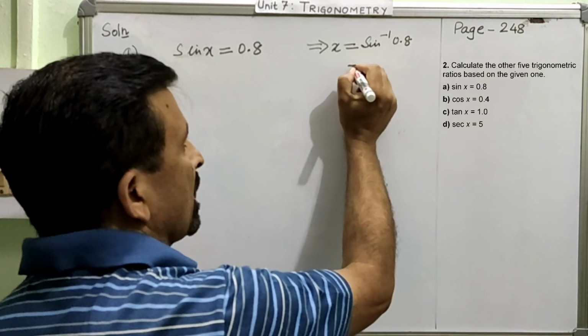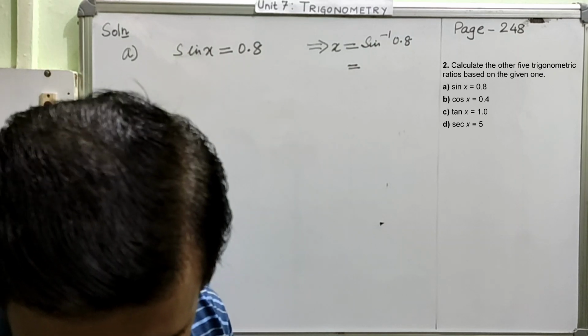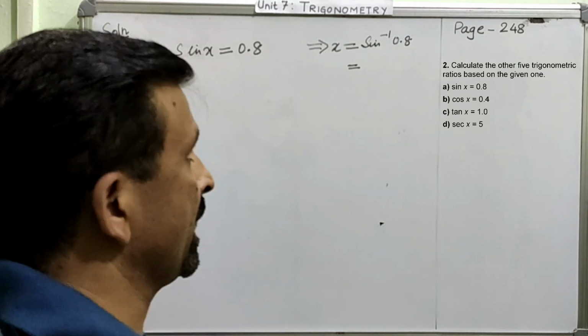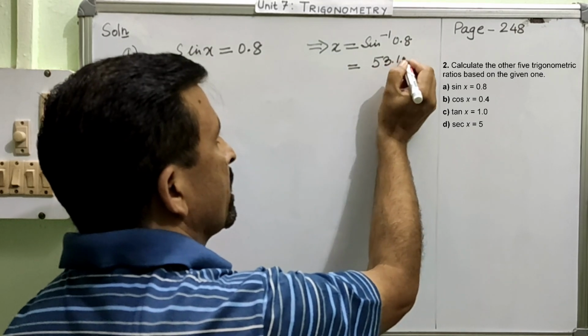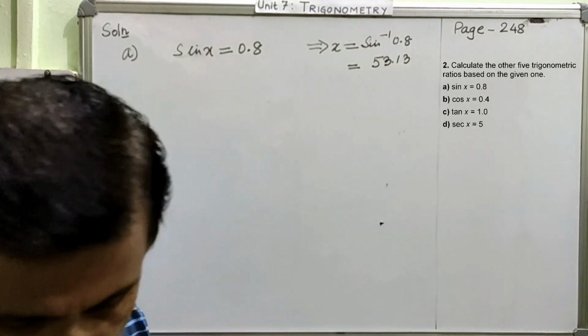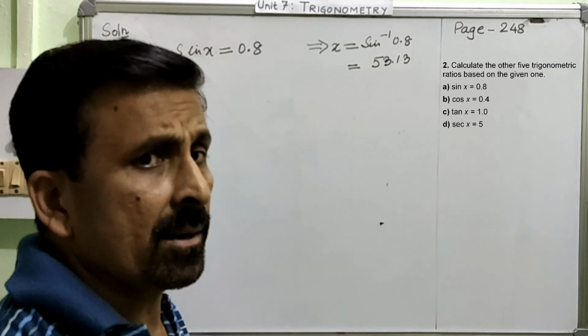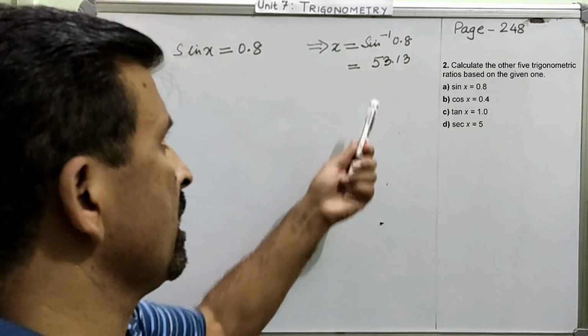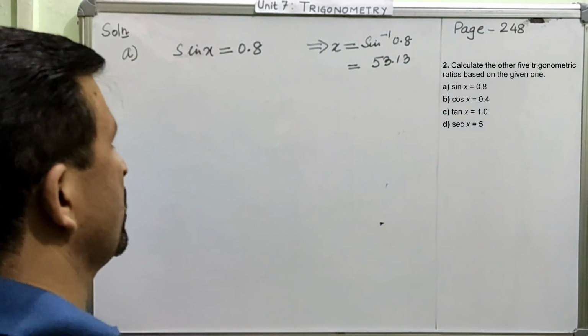After this, you have nothing to do, you can use the calculator. So sine inverse of 0.8, its value is coming as 53.13. So this is your angle. Is this very clear? Now once you have calculated this angle, you can easily find out the value of the other 5 trigonometrical ratios. So now we are going to continue.